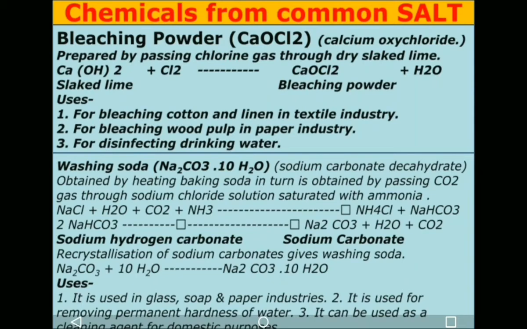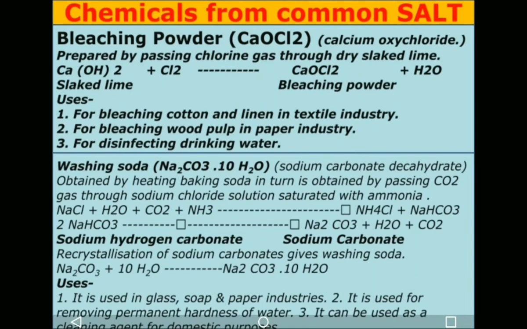It is soluble in cold water, giving a milky solution due to the free lime present in it. Why does it give a milky solution? Because of the free lime present in it, that is calcium hydroxide. That's why it forms a milky solution. So these are the properties of bleaching powder.